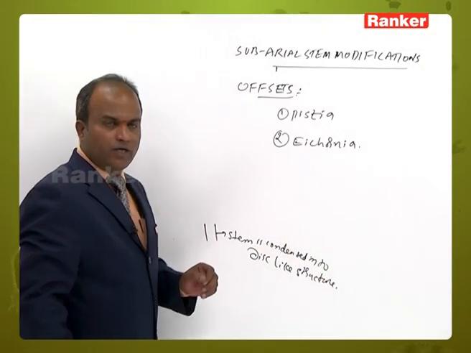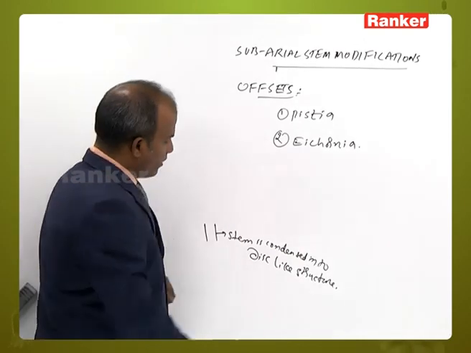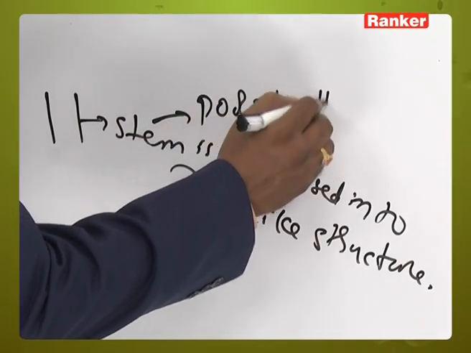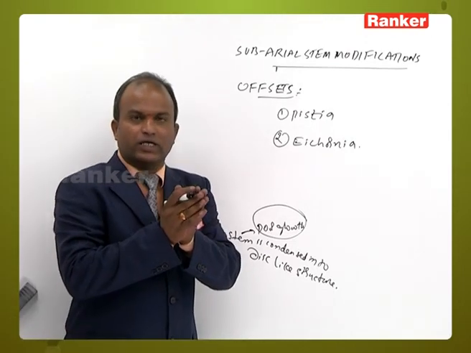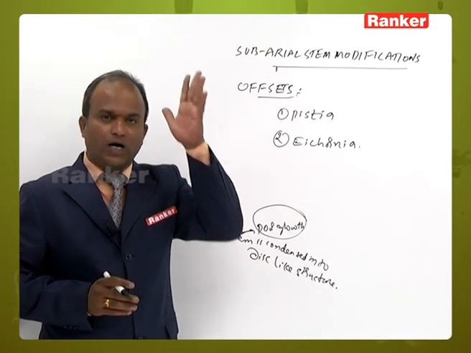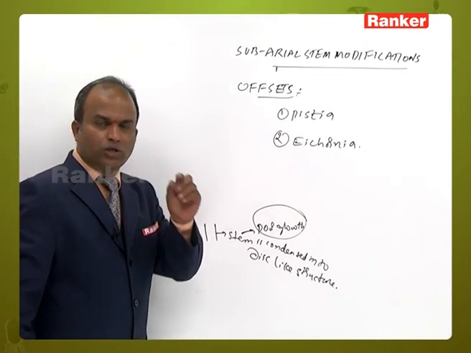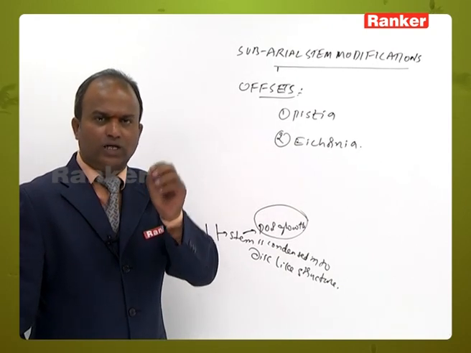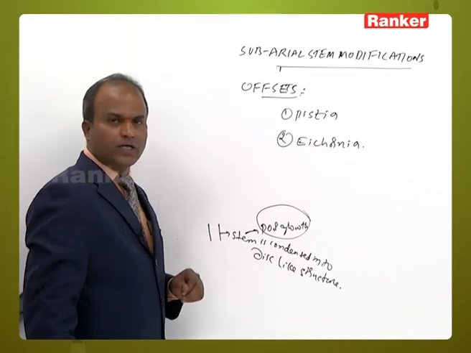Now, whether the stem shows poor growth or excellent growth? Here the stem shows poor growth. That means if the stem is not condensed, the gap between the nodes and internodes is very far from one another. But here the stem is condensed, so nodes and internodes are very close to one another in the condensed disc-like stem.